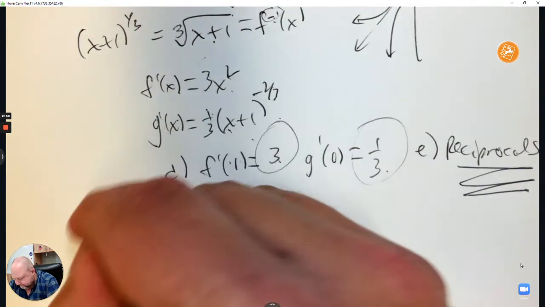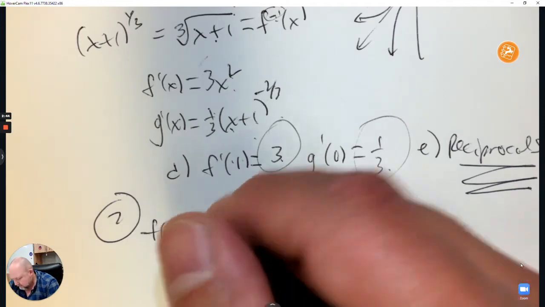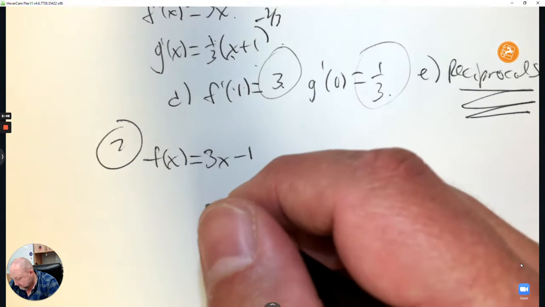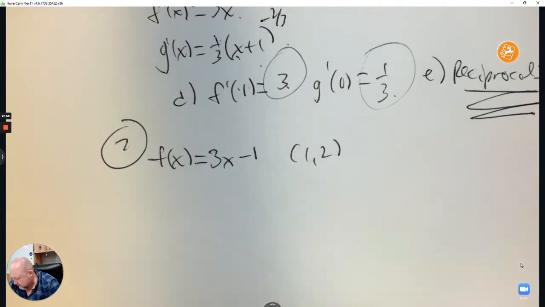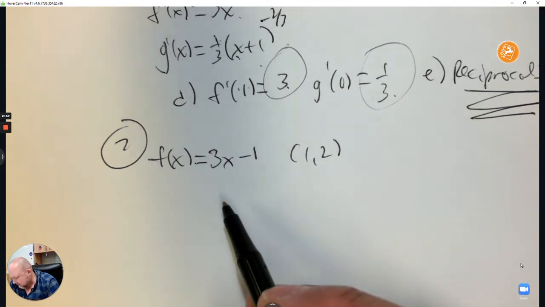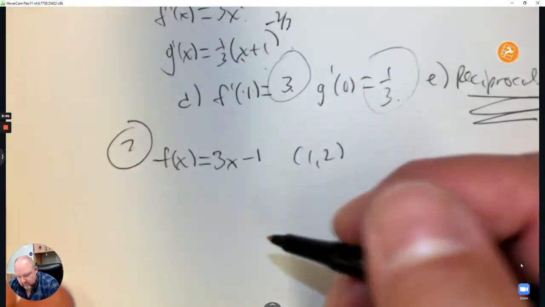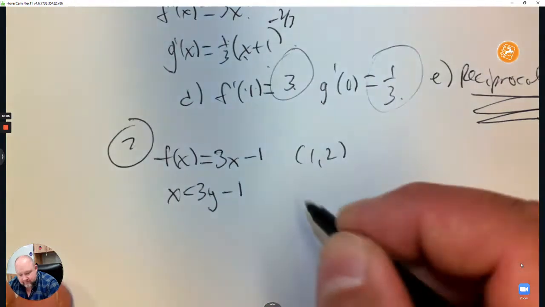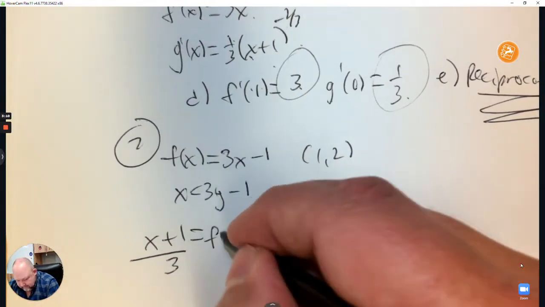All right, number 2. So the point 1, 2 is obviously on there, and what does it say? So we're going to repeat what we did in number 1. All right, so what's the inverse of this? Solve for y. We're going to add 1 and divide everything by 3. That's the inverse.